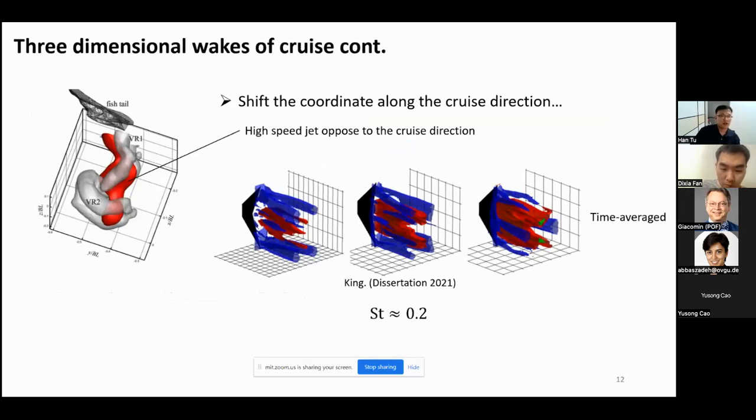But first, I need to shift the coordinate a little bit to make the new x-axis along the fish cruise direction, since the fish was not exactly swimming along the x direction of the lab frame. So under the new coordinate system, a jet across the rings can be clearly seen. We use the red isosurface to highlight this region.